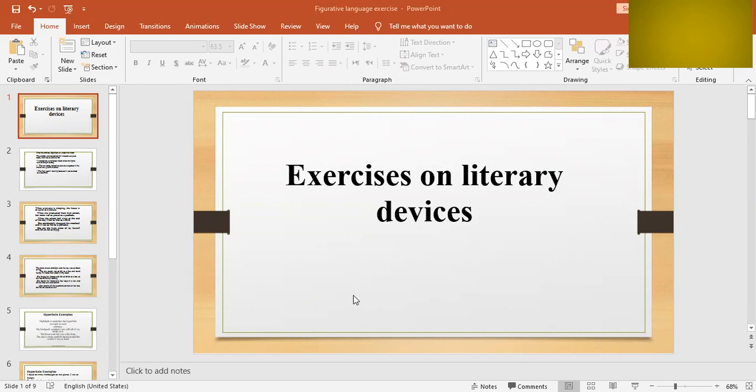And now, inshallah, we'll do some exercises to discuss and fix the use and the meaning of literary devices. And at last, you have to do in your discussion the advantages of literary devices. Okay, now the second slide here.